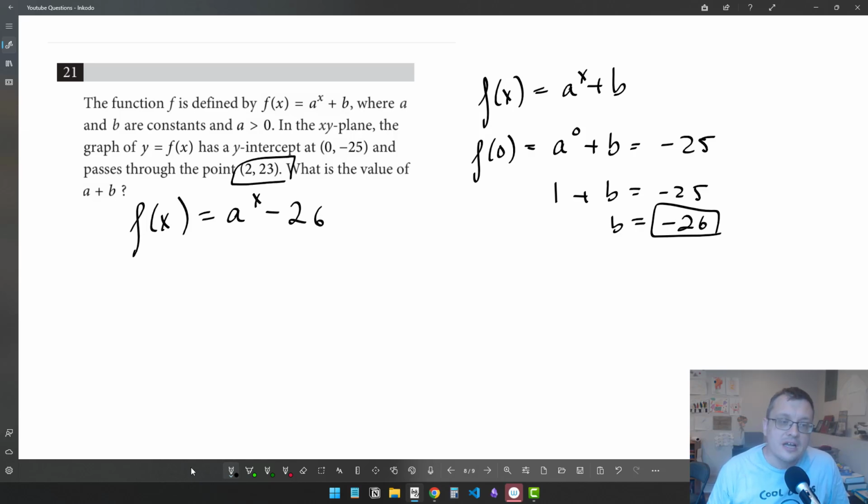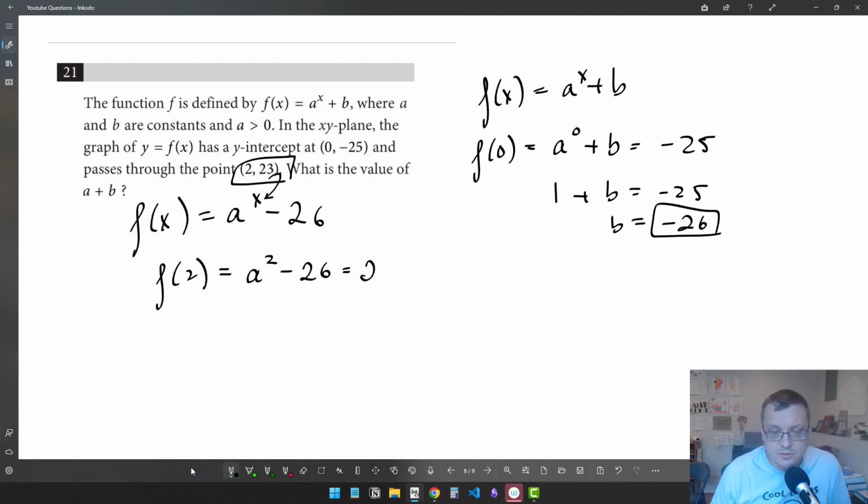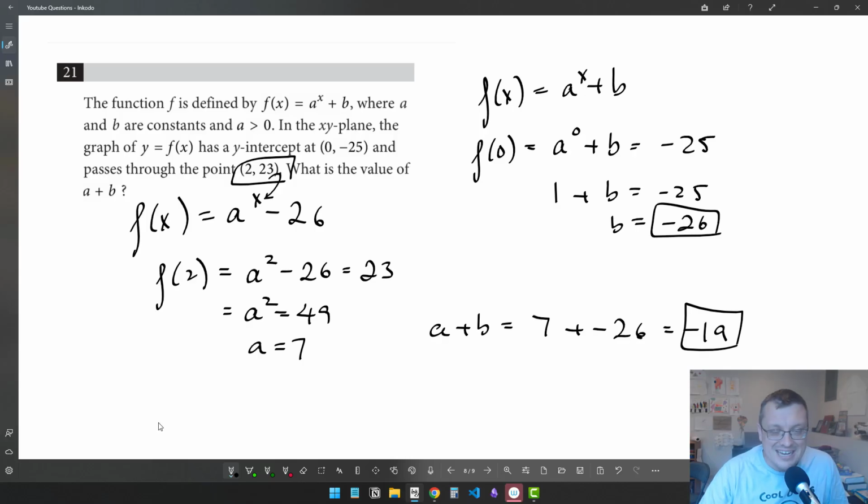This is where the second point is going to come in handy. I'm going to plug this in. I'm going to plug in x is 2 and y is 23. And then I've just got an equation in terms of a that I can solve. So f of 2 is equal to a squared minus 26, which is equal to 23. So a squared is equal to 49. So a would be 7. Or I guess negative 7, but they do say that a is positive. So let's just deal with the positive case. So now, what's the question want? It wants a plus b, which is 7 plus negative 26. And we get our final answer of negative 19.